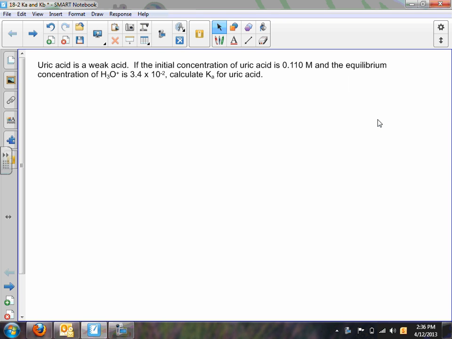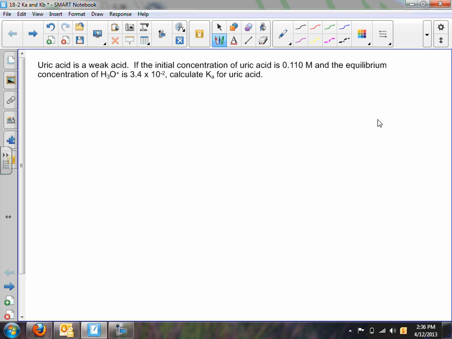We're going to try and solve a problem as to figuring out the Ka for a weak acid. In this case, they give me the weak acid, uric acid, and the concentration of H3O plus at equilibrium. And I know I started with 0.11 molar of the acid before anything happened.